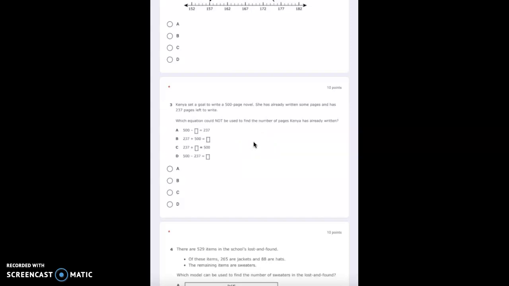A. 500 minus blank equals 237. B. 237 plus 500 equals blank. C. 237 plus blank equals 500. D. 500 minus 237 equals blank.